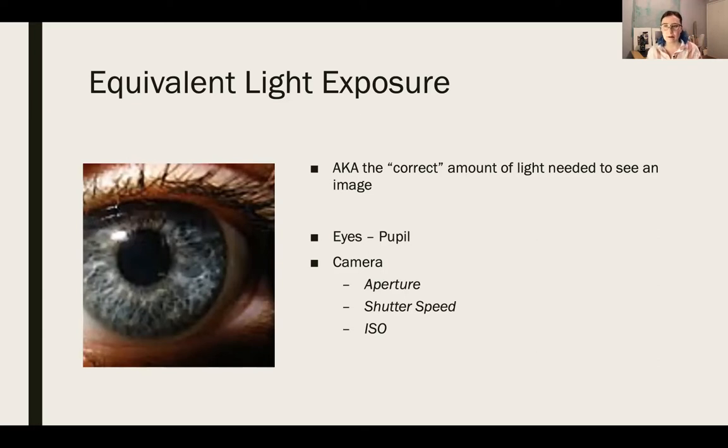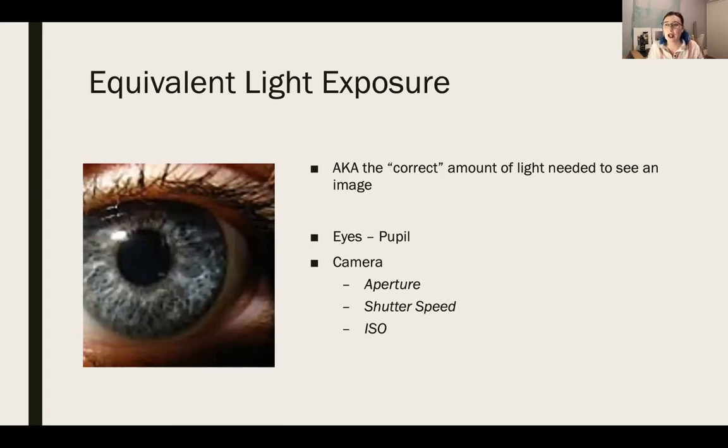And what that means is it's always going to equal the correct amount of light to create an image. That's what that means. And we can adjust, just like in algebra, all the other components in that equation to always get the same result. And the same result is just enough light to create an image, but not too much that we blow it completely out of the water.